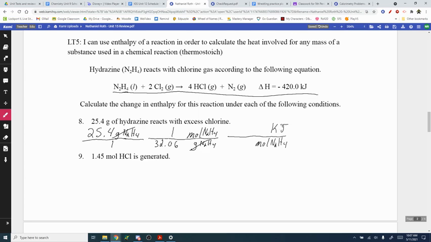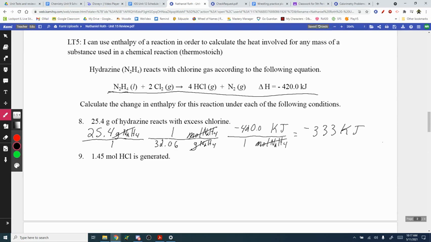This is the mole to energy ratio, so we're going to use our coefficients. Now, since the coefficient of N2H4 is 1, we're just going to put a 1 there. And kilojoules is our delta H, so that's negative 420.0 kilojoules. Moles of N2H4 cancel out. We're left with kilojoules. That is where we want to be. So we are just going to do our math. So we get negative 333 kilojoules.